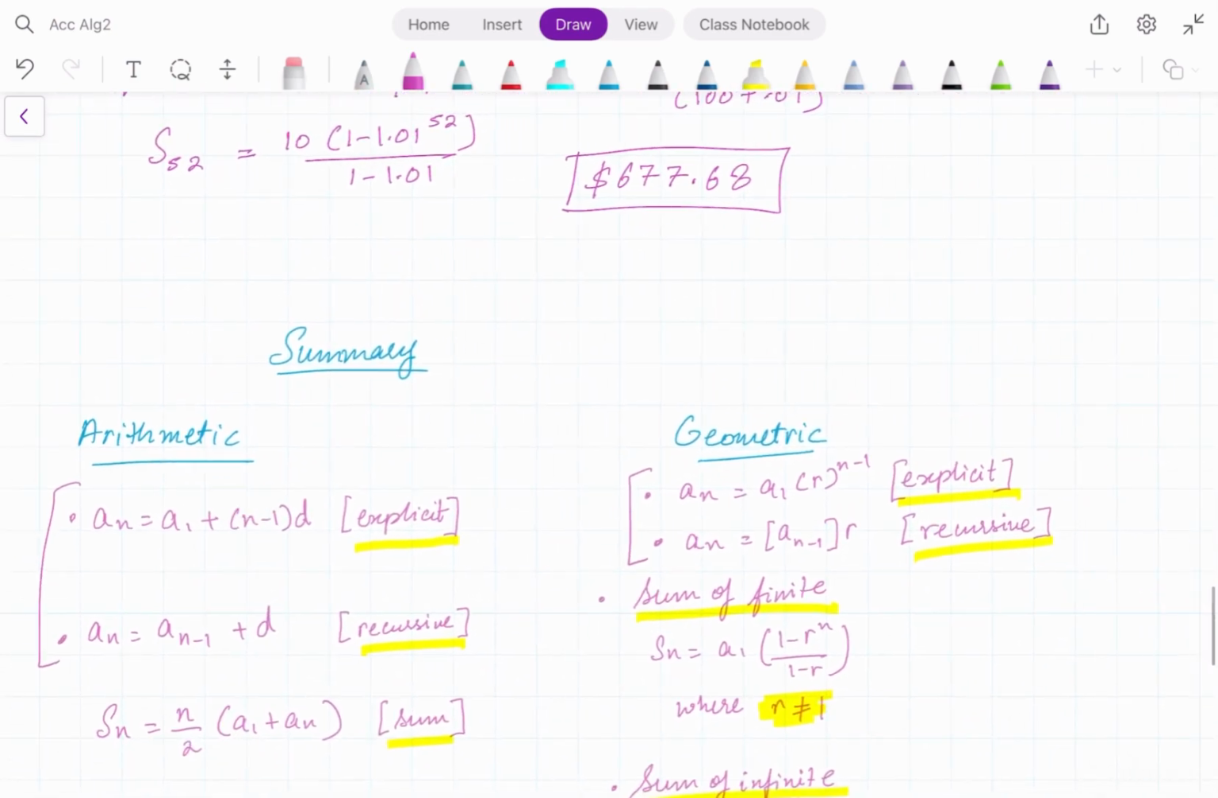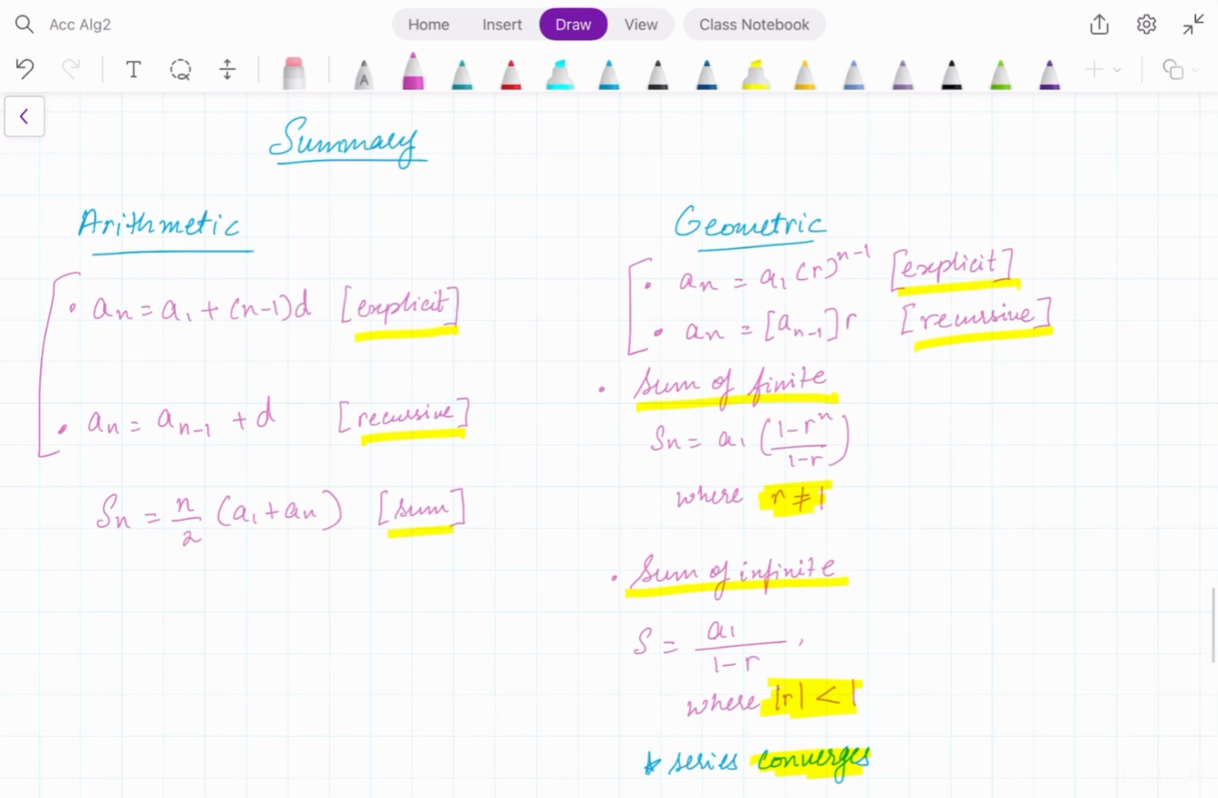Let's summarize everything and understand the difference between the geometric and arithmetic in detail. This is how I sorted them out. On the left hand side, we have the arithmetic: the explicit formula, the recursive formula, and how to find the summation. On the right hand side, we have the geometric listed: explicit, recursive, but in geometric we have a different condition for the sum of finite and a different one for infinite.